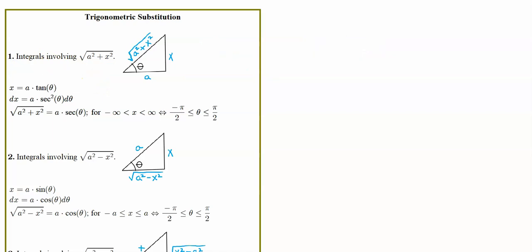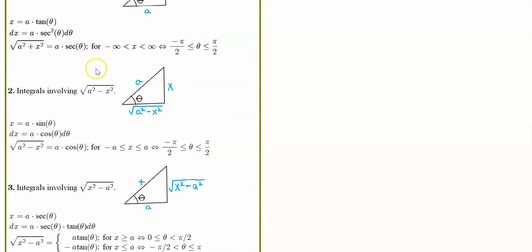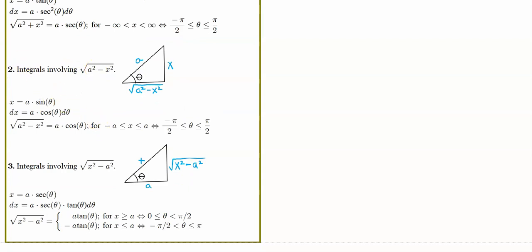Now let's take a look at case two. Now, if your integral involves the square root of a squared minus x squared, where a is a constant again, then notice how we have a triangle drawn a little differently over here. Okay? So now you notice that if we label the opposite side as x, the hypotenuse is a, then the adjacent side down here will be the square root of a squared minus x squared, right?